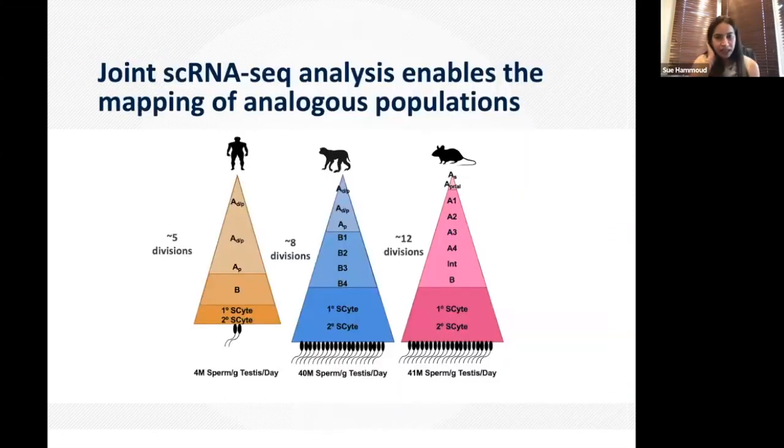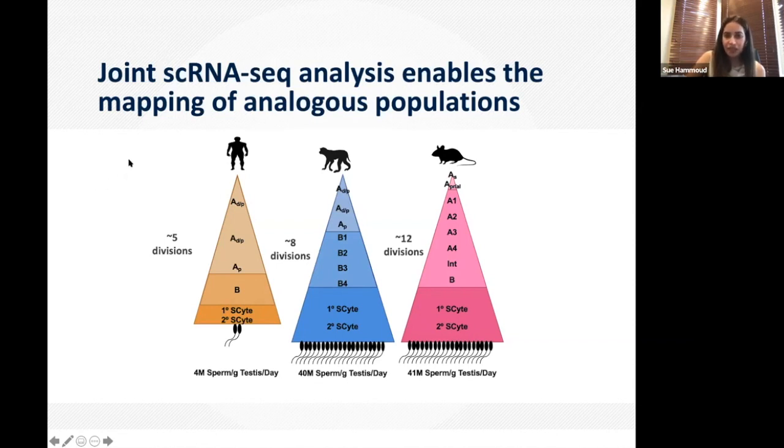And so what this analysis really tells us is that on a global scale, when you're looking at general features of spermatogenesis, there appear to be differences across just the molecular attributes of the cells, as well as potentially transcriptional regulation of these cells.